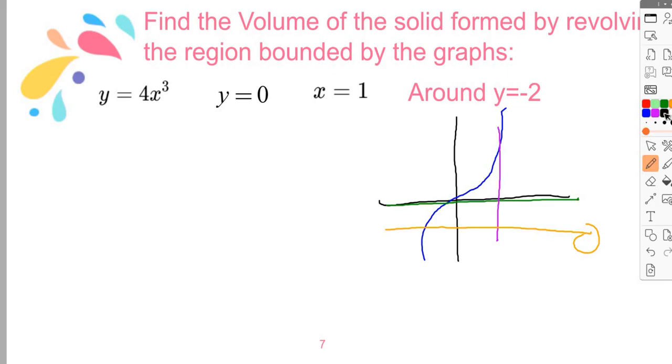Now we're just going to do the setup on this one. Because on some of our questions, just for time's sake, it will say set up but do not evaluate. So we're just grading on you setting it up, because after that it's just integrals and such, okay? So I have V equals pi times, what's our bound?